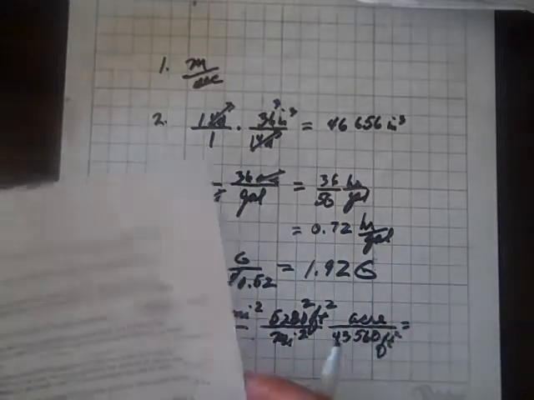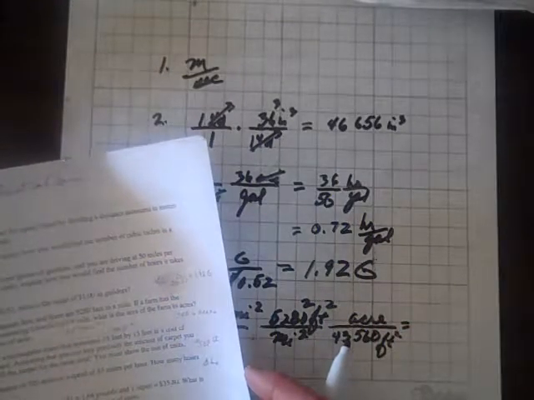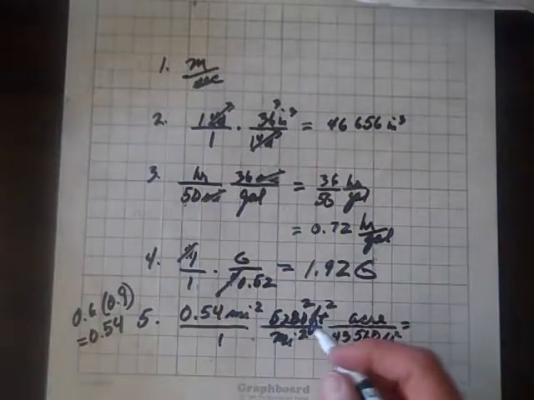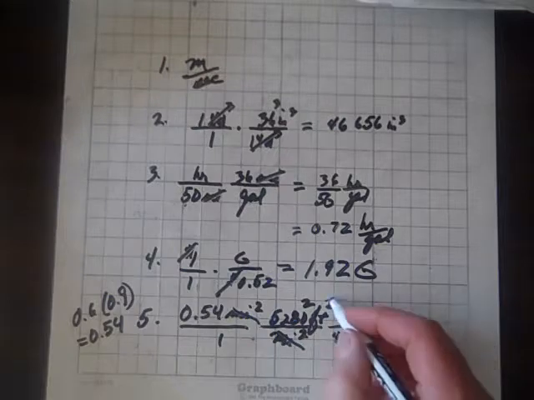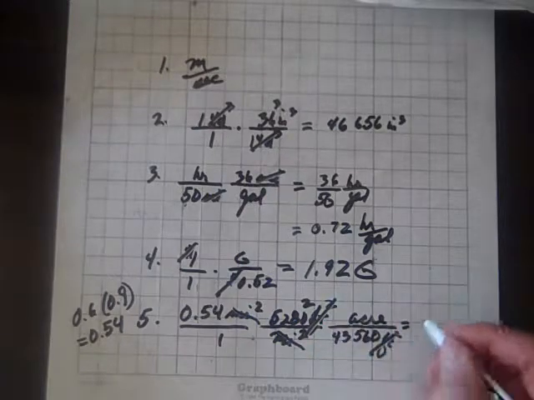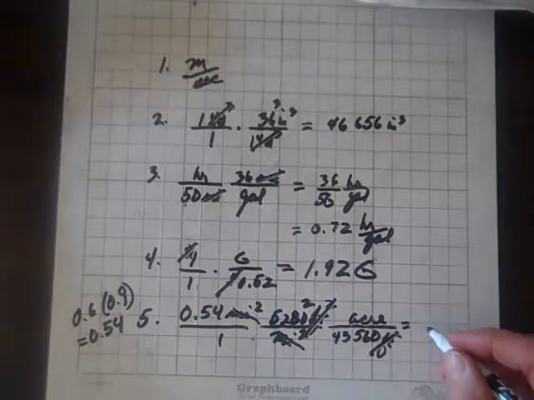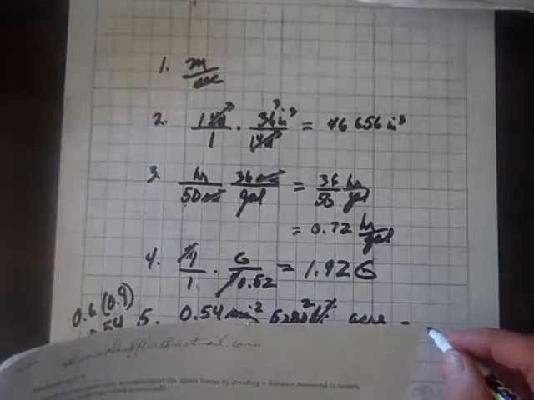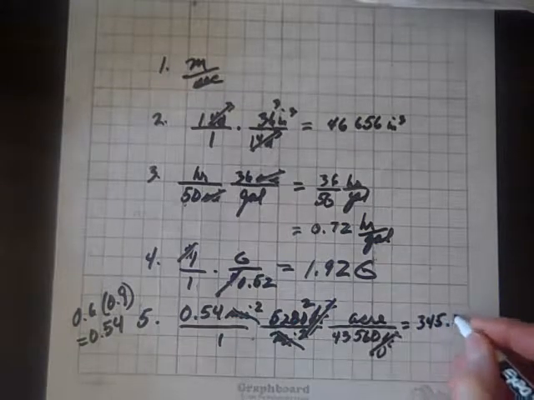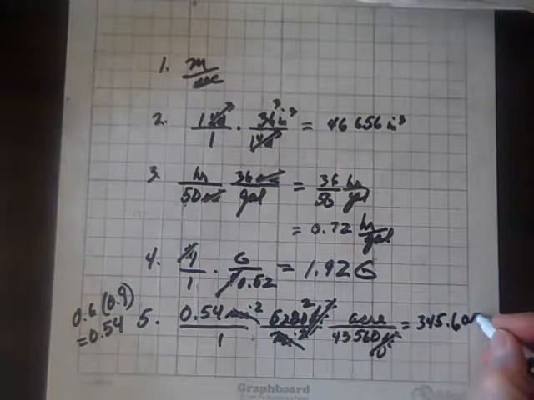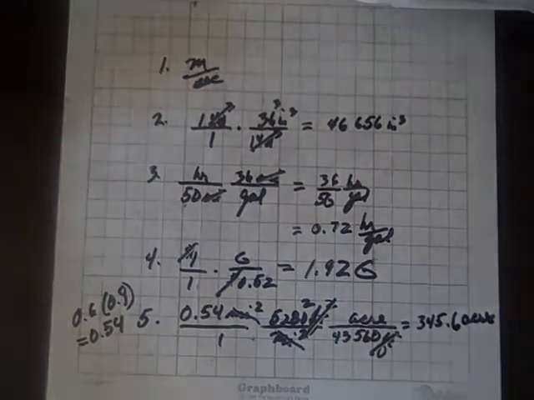And the question is, what's the area of the farm in acres? Well, when we carry out this product, by the way, the miles squared divide out, the feet squared divide out. The only units we're left with are acres, and what I get out of that is 345.6 acres. Okay, we're going to stop here.